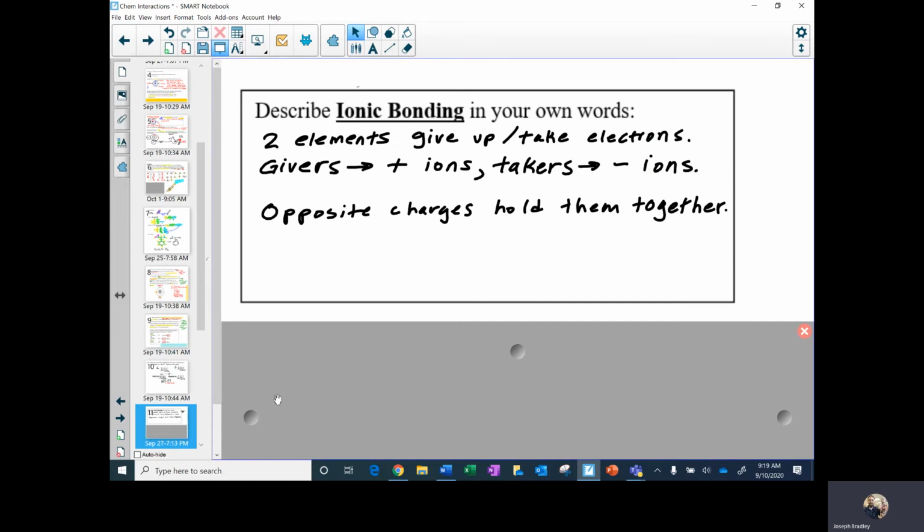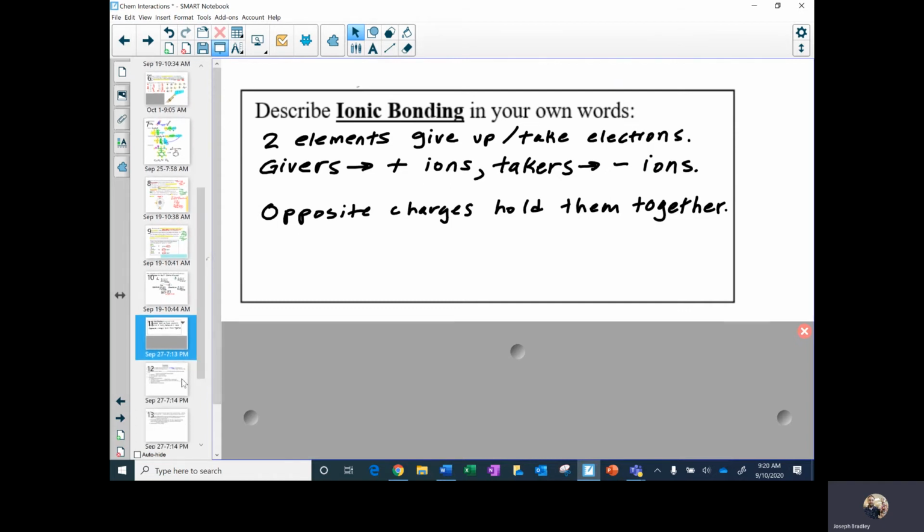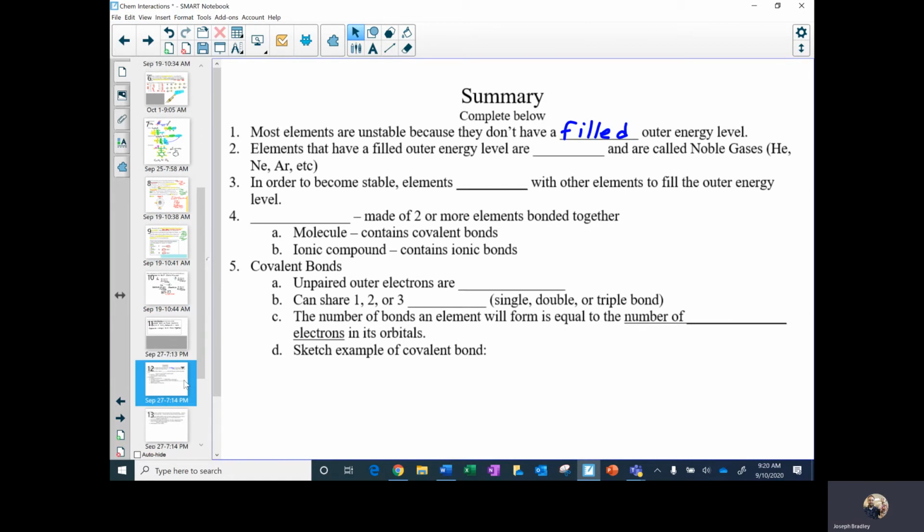So an ionic bond is two elements give up or take electrons. Givers become positive ions, takers become negative ions, and the opposite charges hold them together. So in summary, most elements are unstable because they don't have a filled outer energy level. Elements that have a filled outer energy level are stable and are called noble gases: helium, neon, argon, etc. In order to become stable, elements will bond with other elements to fill their outer energy levels.